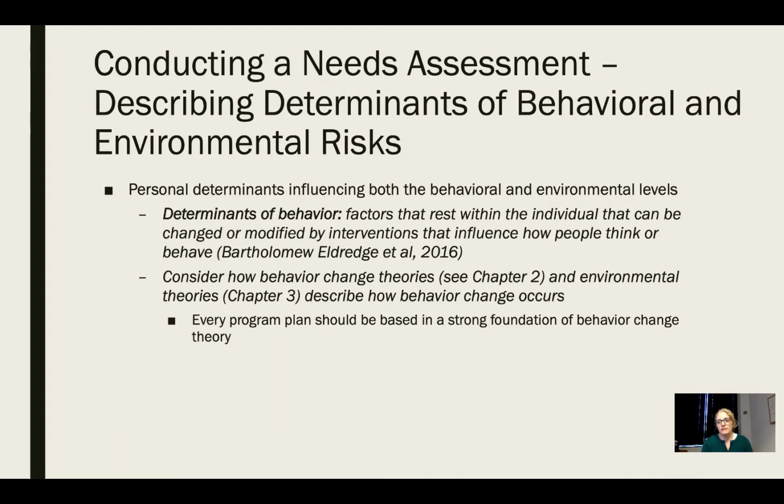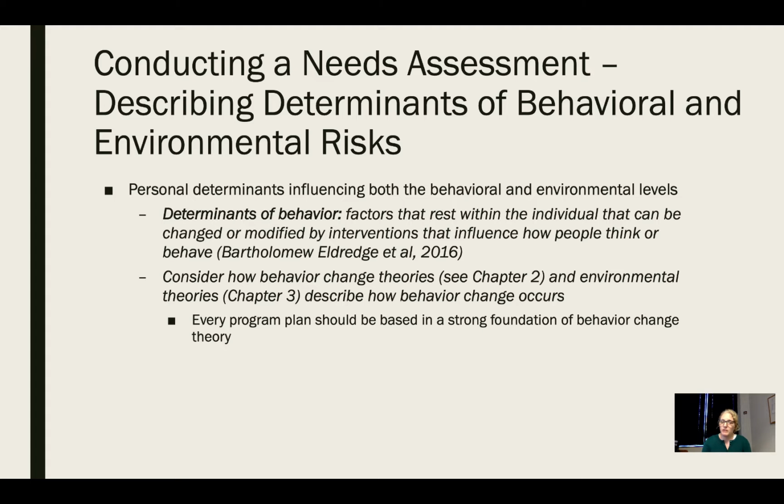So finally, describing determinants of behavioral and environmental risk. This is phase 4 of your logic model of the problem. So the personal determinants influencing both the behavioral and environmental levels. Determinants of behavior are factors that rest within the individual that can be changed or modified by interventions, and they influence how people think or behave.